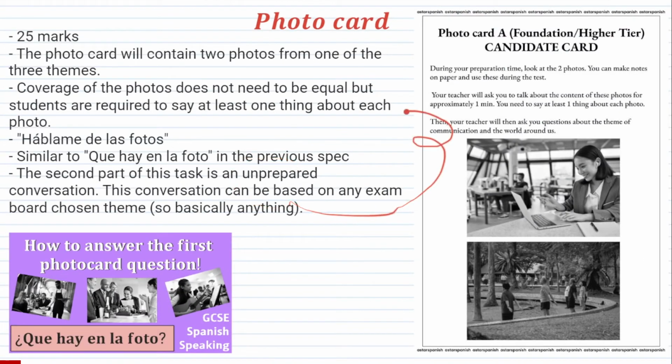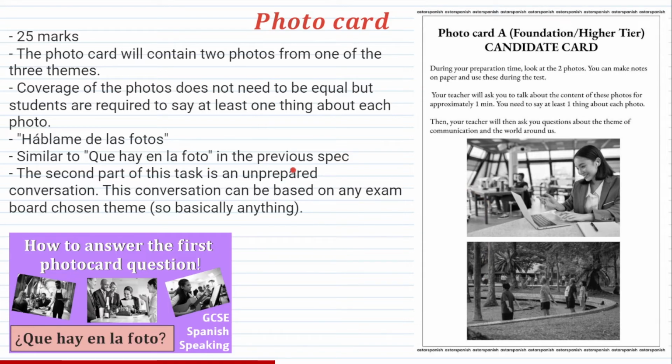And then we end off with the photo card. This is 25 marks with 2 photos, which will always be in black and white. These will be from different themes, so each one from a different theme. So together they will cover 2 of the 3 themes. The teacher will say, háblame de las fotos, to cue your description of these photos.